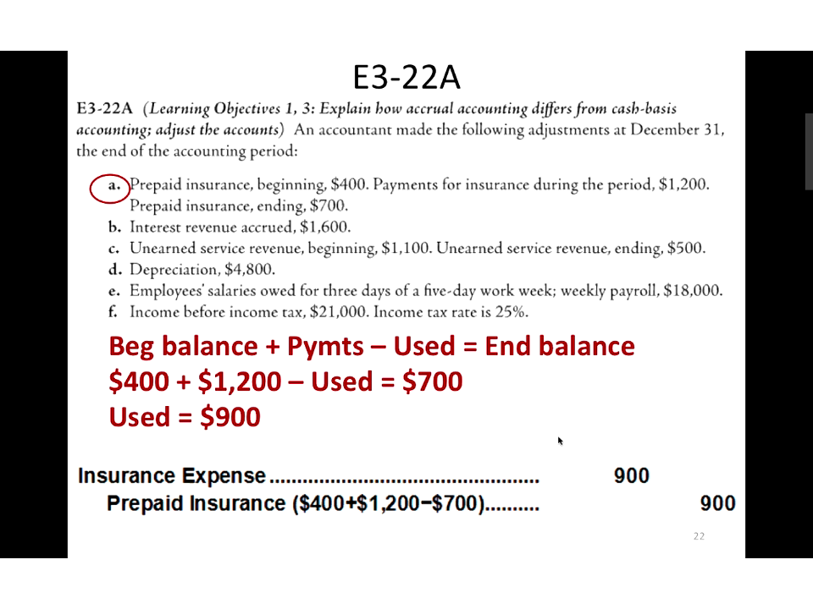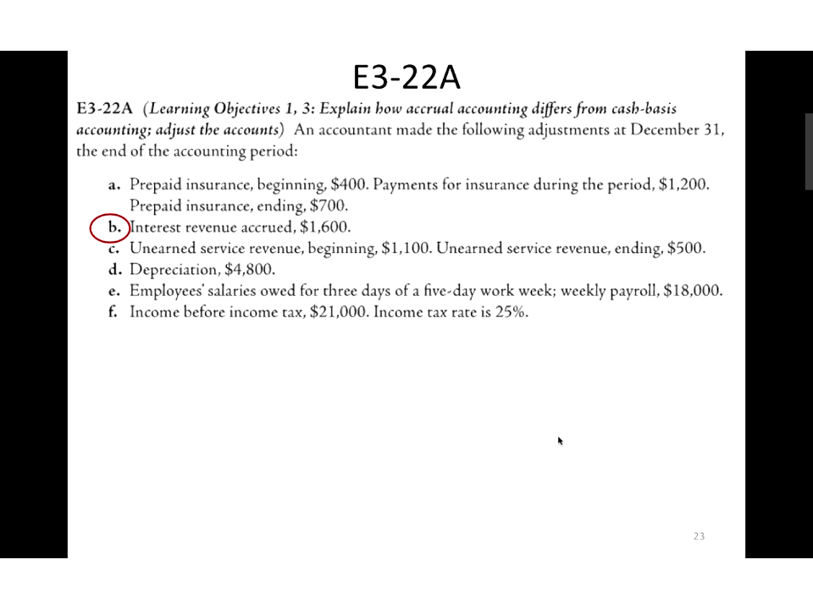Okay, so just know that as we go through these, they can be used over and over. Okay, so that's entry A. The next entry we have is B, interest revenue accrued. When we see interest revenue accrued, that means we have earned interest revenue, but it hasn't been paid to us.